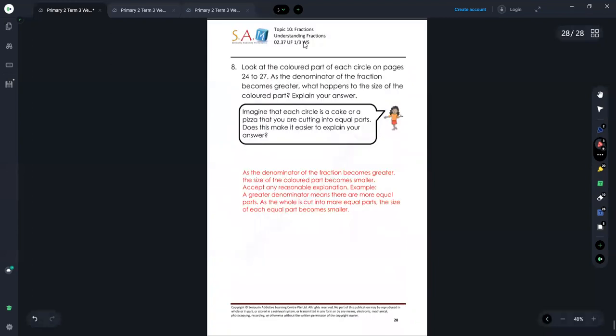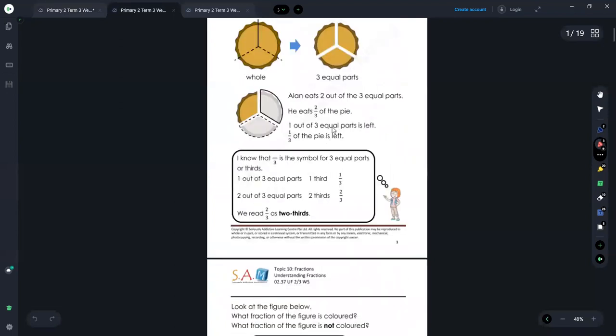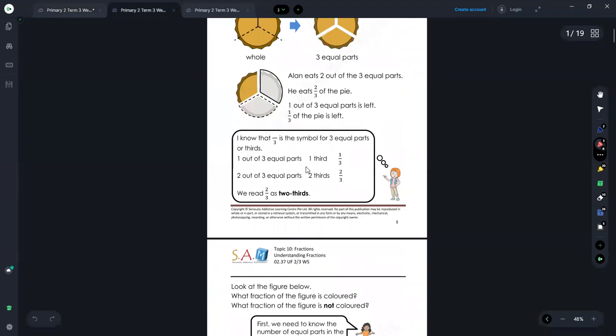Then let's move on to booklet number 2. Here you're supposed to name the fractions. So there are various ways of describing a fraction. For example, it can be 1 out of 3 equal parts, also known as 1/3, or if you write in words, it is 1 out of 3.